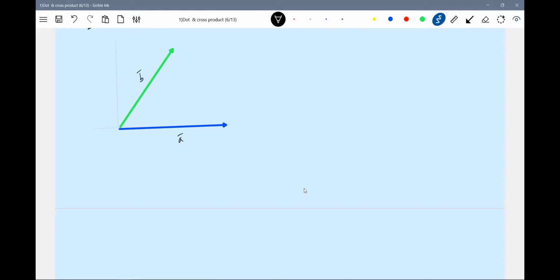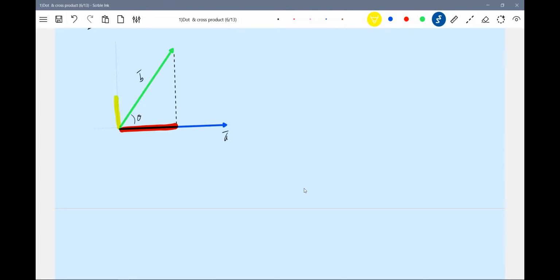Can I find out the projection of vector B bar along A bar? The projection. So what do we mean by projections? What is that red color? The magnitude of B along A. So here I'm asking to find out the projection of B bar along A bar.